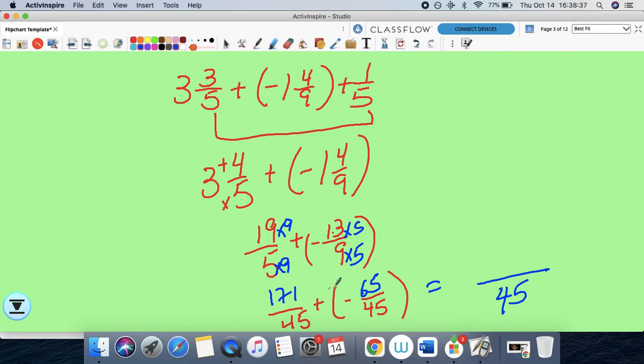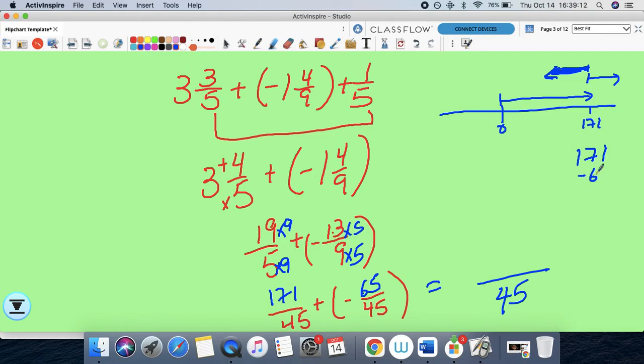Now we can look at the top. It's 171 plus negative 65. Well, think about this. Let's forget the denominator for a second. So you have 171 here, and to that you're adding a negative number. If you're adding a negative number, where are you going? Are you going more to the right and increasing, or are you going to the left and decreasing your value? Well, we're going to the left, right? Because we're adding a negative integer. So in essence, we're actually subtracting these two, right? So it's 171 minus 65.